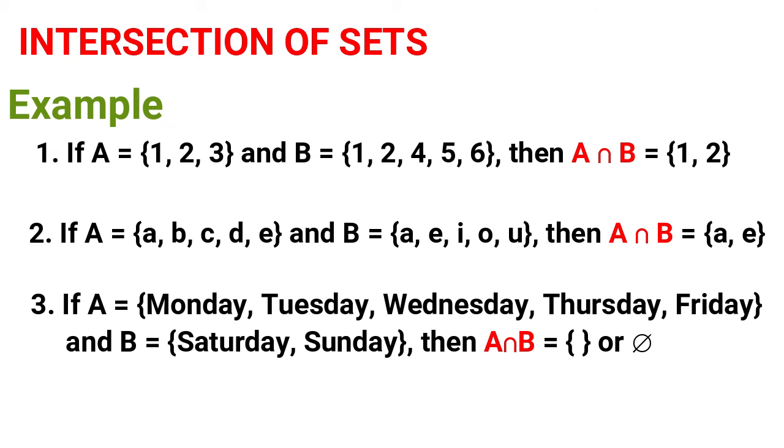Number 3. If A is equal to {Monday, Tuesday, Wednesday, Thursday, Friday}, and B is equal to {Saturday, Sunday}, then A intersection B is equal to the null set or empty set.